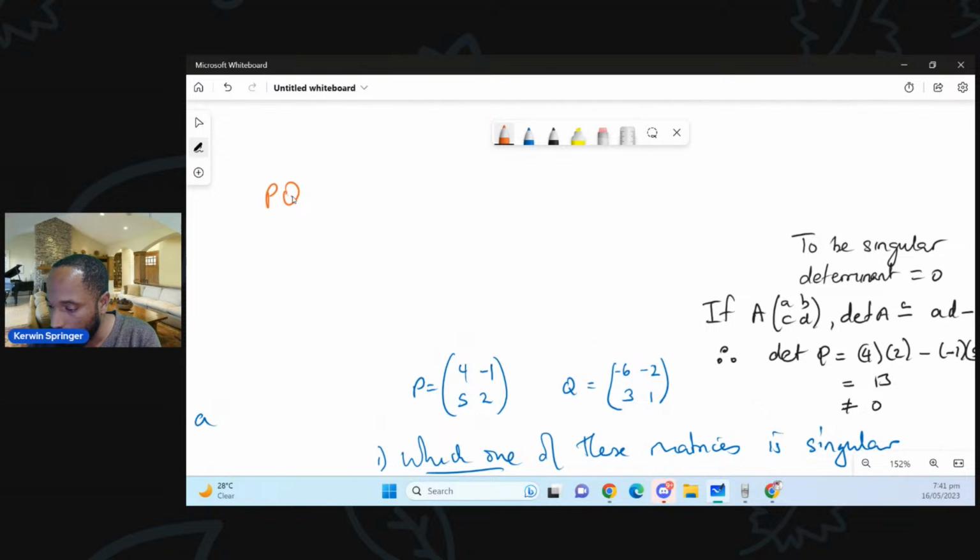PQ is 4, -1, 5, 2. And I want to do a little matrix multiplication. I'll just follow the flow here. Follow the flow. 1 is 1.